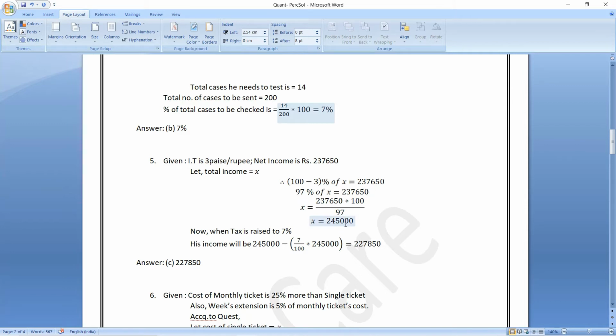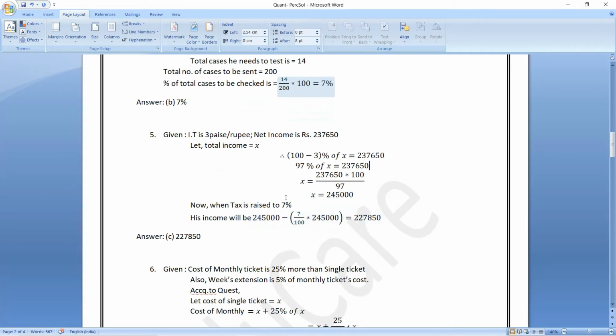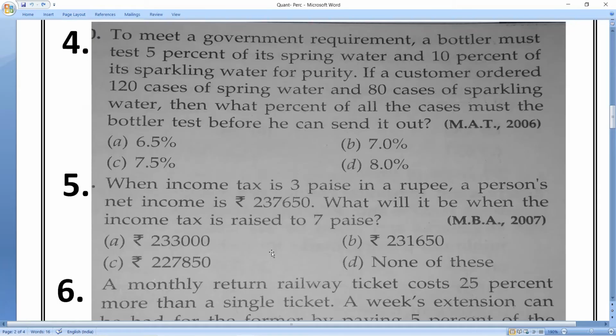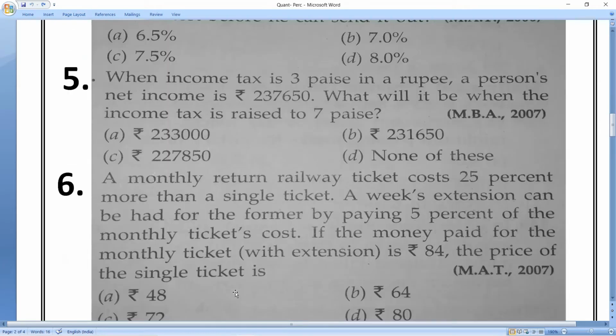So X equals 2,45,000. Okay. Now the tax is raised to 7%, that is 7 paisa. So now his income will be 2,45,000 minus 7% of 2,45,000. That is 2,27,850. So the answer will be option C, 2,27,850. Got it? Now next question.